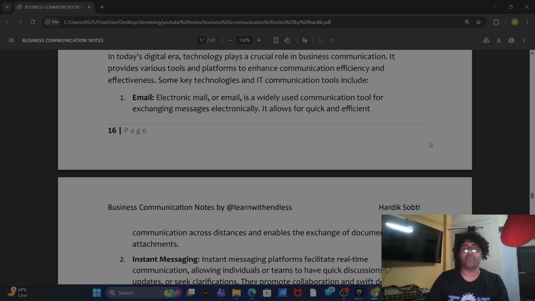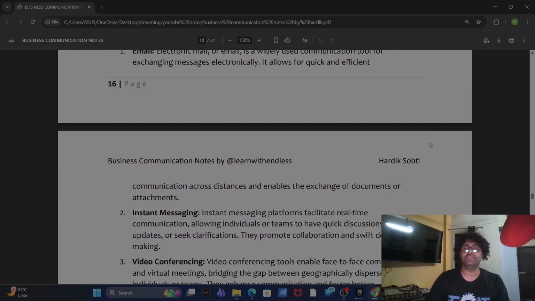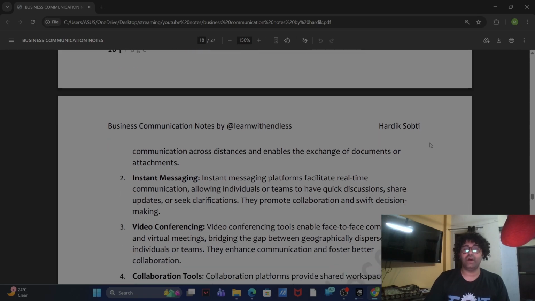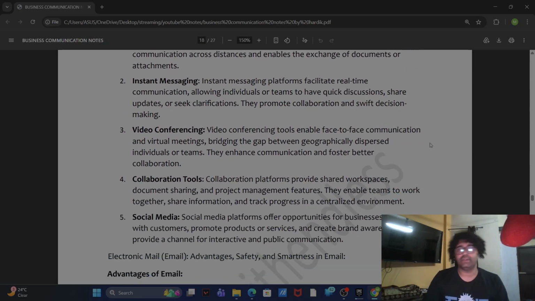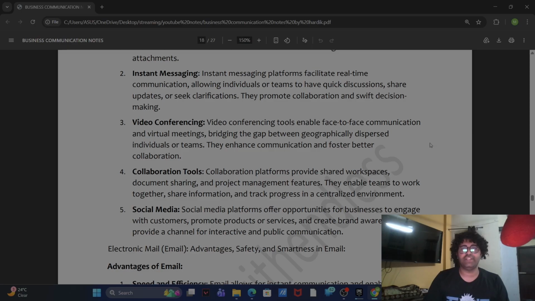It allows for quick and efficient communication across distances and enables the exchange of documents or attachments. Instant messaging. Instant messaging platforms facilitate real-time communication, allowing individuals or teams to have quick discussions, share updates, or seek clarifications. They promote collaboration and swift decision making.